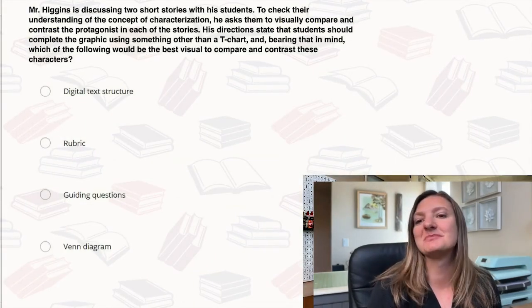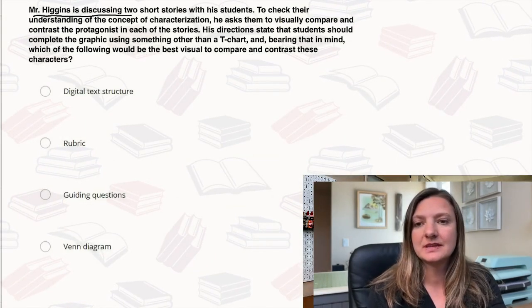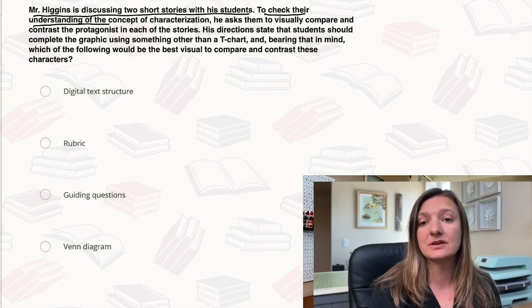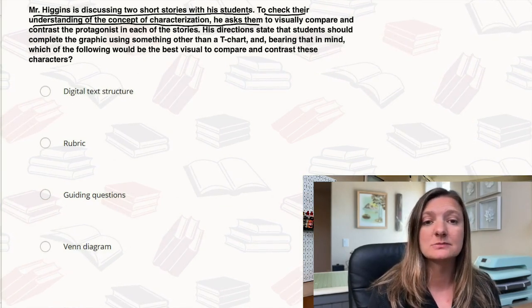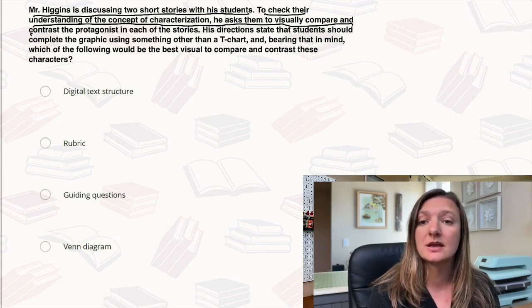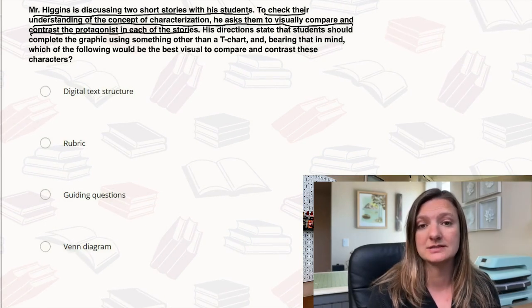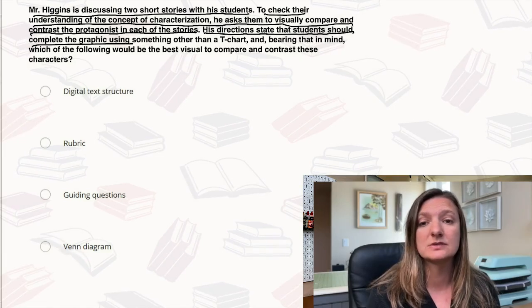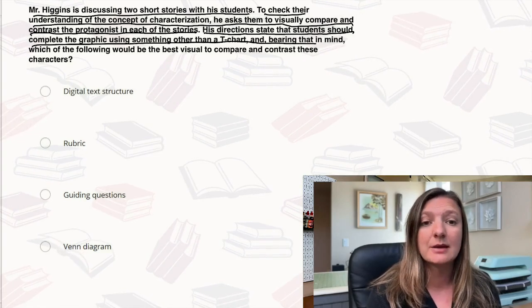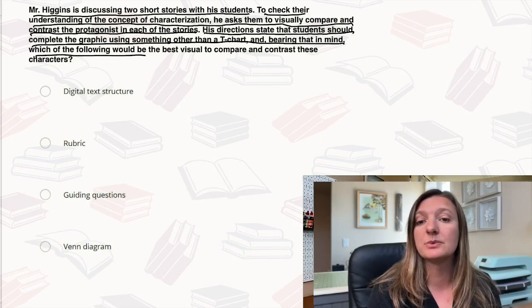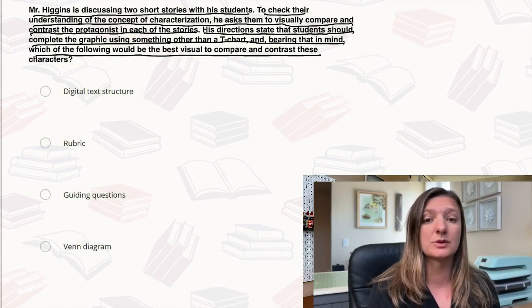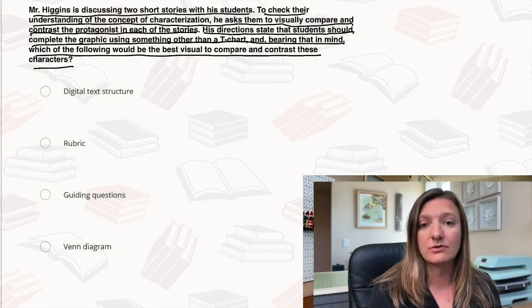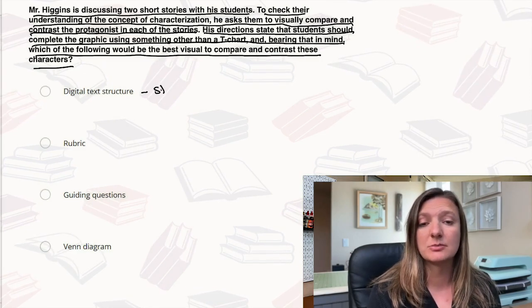Okay, last question. Mr. Higgins is discussing two short stories with his students. To check their understanding of the concept of characterization, he asked them to visually compare and contrast the protagonist in each of the stories. His directions state that the students should complete the graphic using something other than a T-chart, and bearing that in mind, which of the following would be the best visual to compare and contrast these characters? Okay, so we are looking for not a T-chart, but to compare and contrast.